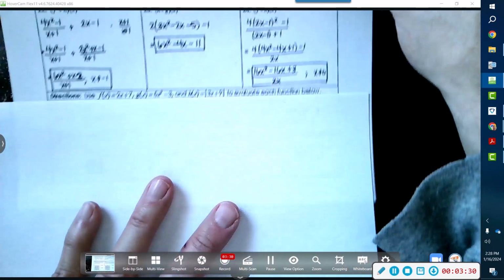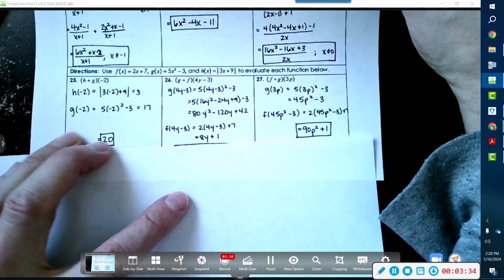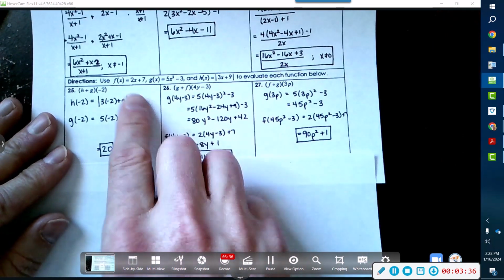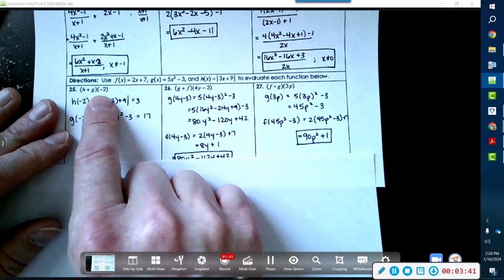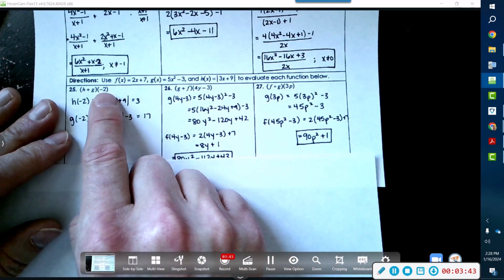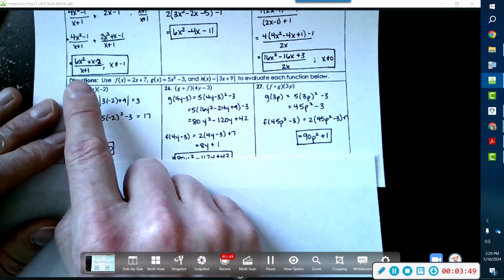And just make sure that you say that x can't equal 0, because that would produce a 0 in the denominator. Here's another one. Looks like we've got two functions. Oh, we're evaluating now. So for evaluation, the h will have the -2 put in, and then the -2 will go into the g, okay, because that's what that means.